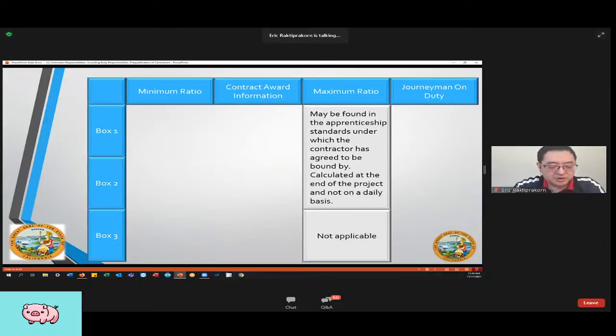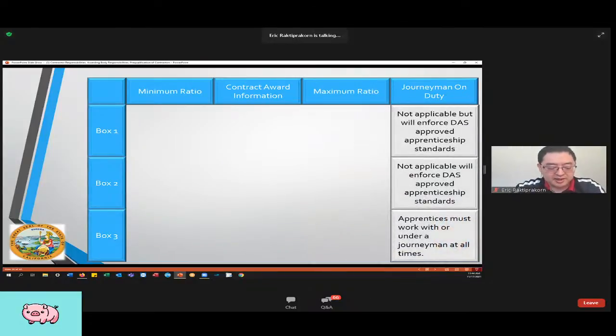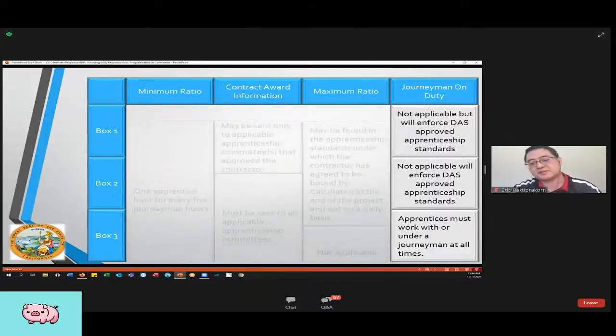For maximum ratio, if you select boxes 1 and 2, the requirement may be found under the standards that you've agreed to be bound by. This is calculated at the end of the project, and it's not applicable if you select box 3. For journeyman on duty, this is applicable if you select box 3. It is not applicable if you select boxes 1 and 2. We will still enforce DS-approved apprenticeship standards.